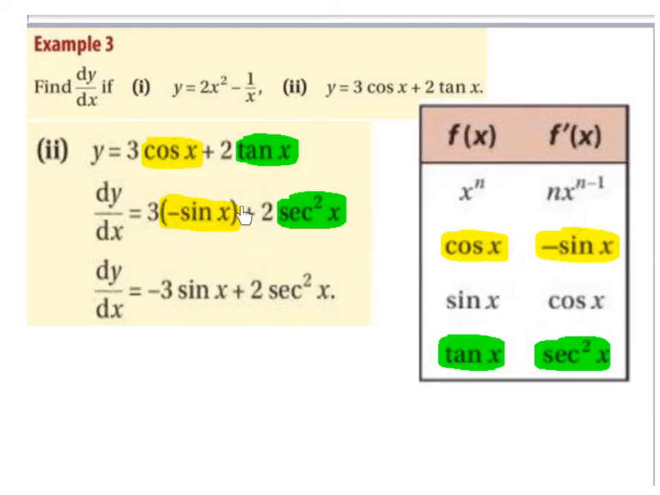The only reason we had brackets here was because there's a minus and you're going to have to multiply in the minus. So 3 times minus sine x is minus 3 sine x, and we just bring down the plus 2 sec squared x. So here we have the derivative.